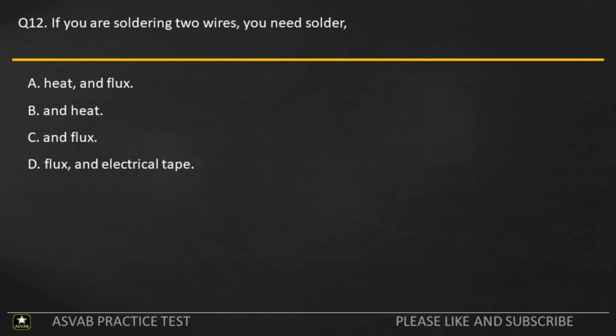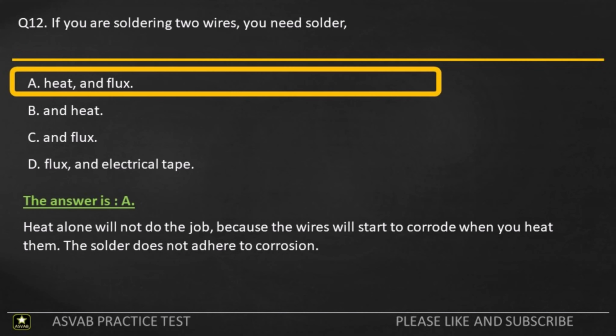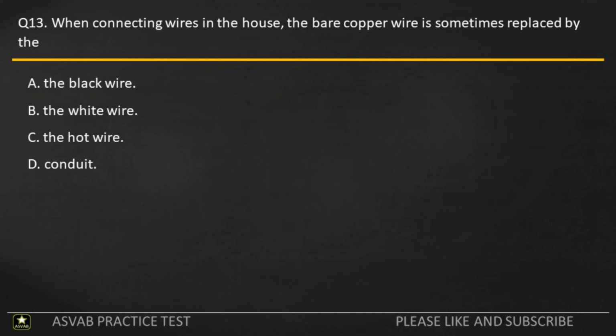Q12. If you are soldering two wires, you need solder, A. Heat and flux, B. And heat, C. And flux, D. Flux and electrical tape. The answer is A. Heat alone will not do the job, because the wires will start to corrode when you heat them. The solder does not adhere to corrosion.